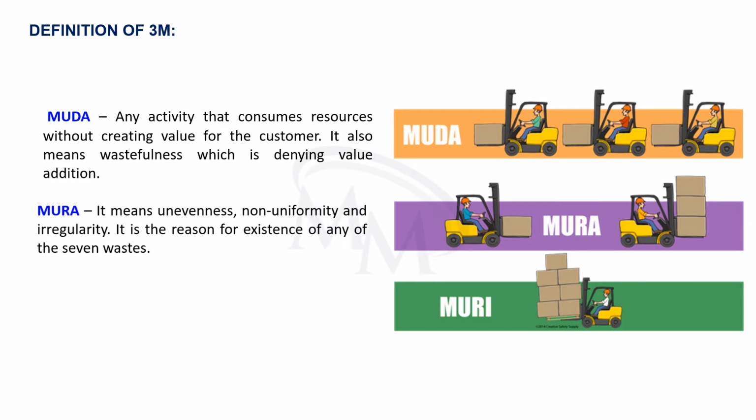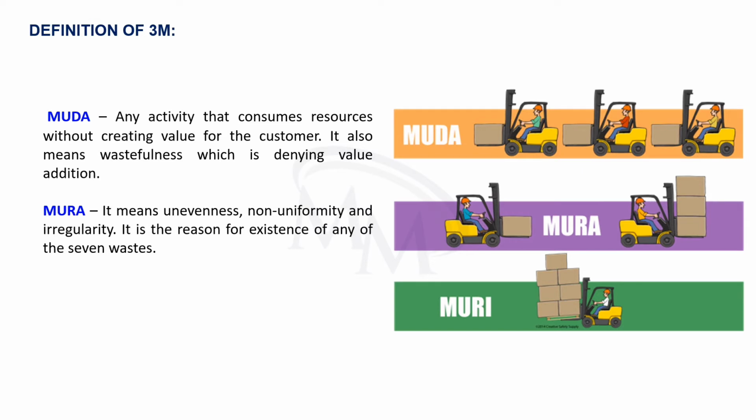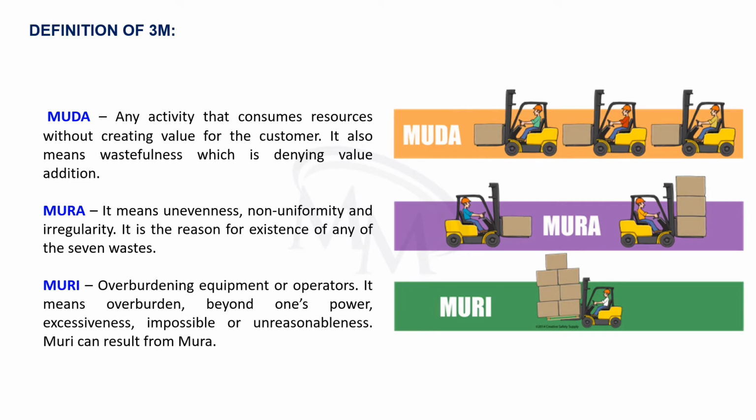MURA means unevenness, non-uniformity and irregularity. It is the reason for existence of any of the 7 wastes. MURI means overburdening equipment or operators. It means overburden, beyond one's power, excessiveness, impossible or unreasonableness. MURI can result from MURA.